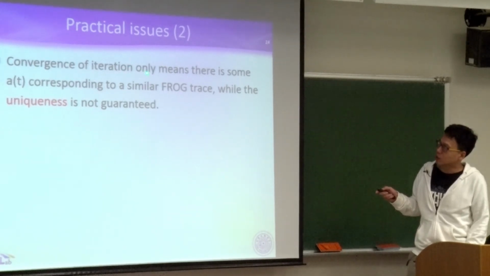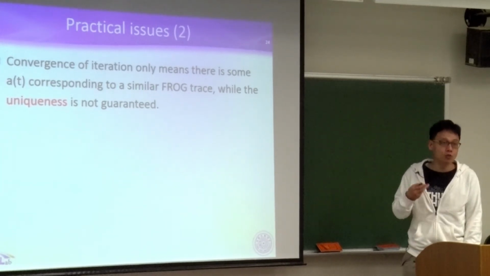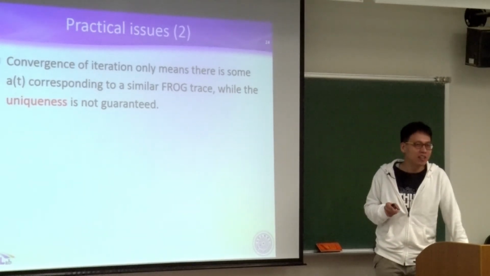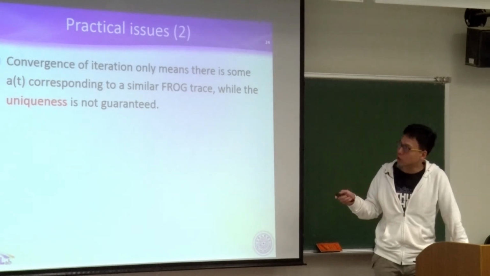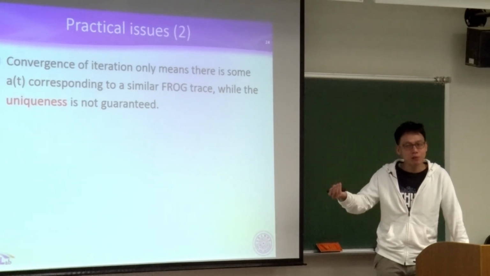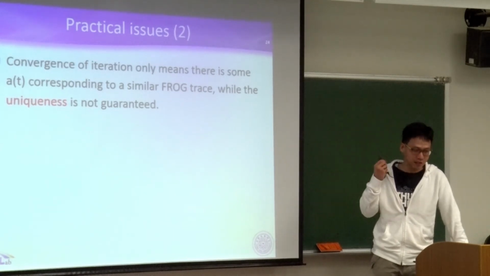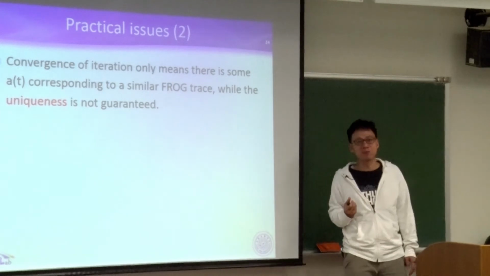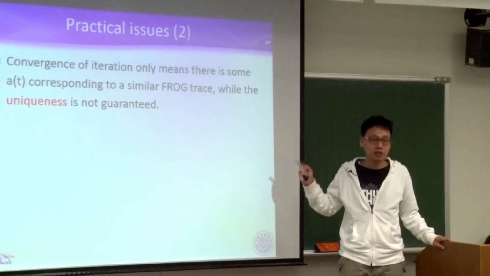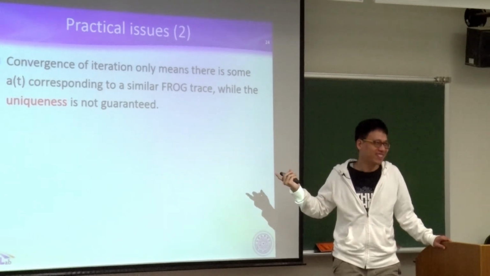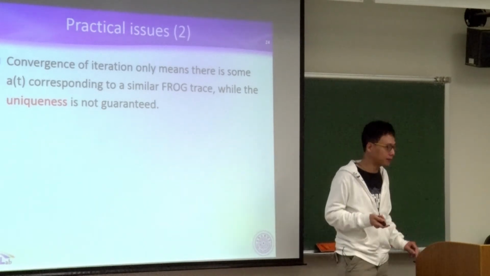This is more serious. Convergence of iteration only means there is some A of t corresponding to a similar FROG trace as you measured, while uniqueness is not guaranteed. It's still possible you have a different A of t corresponding to the same FROG trace. So you got some solution, but it is not guaranteed to be a unique solution. That's the weak point of FROG measurement, because it relies on an iterative algorithm. So it's not an analytic solution, right? Uniqueness could be an issue.